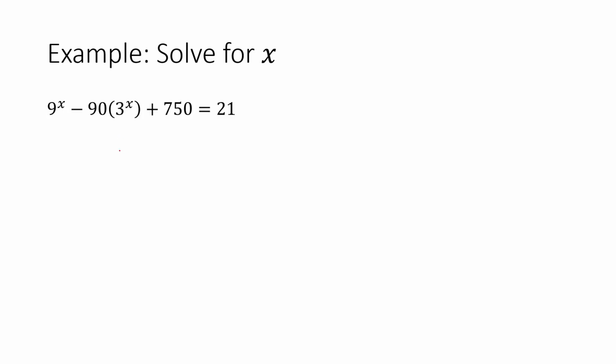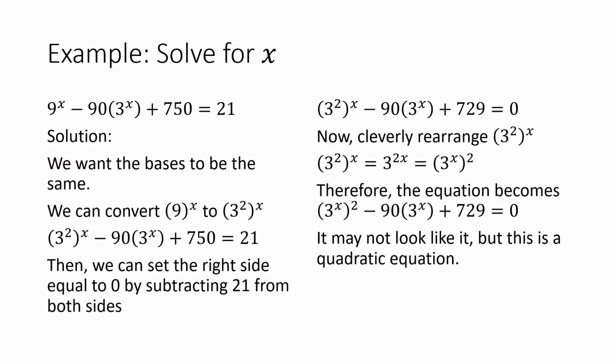In this question here, we've got 9 to the x minus 90 times 3 to the x plus 750 equals 21. Okay, this is going to get actually really interesting. What we're going to do is we've got these two powers. We're going to get each one of them with a base of 3. So 9 to the x will be 3 squared to the exponent x. And 3 to the x will remain 3 to the x. And so we'll have both of our exponents in terms with a base of 3.